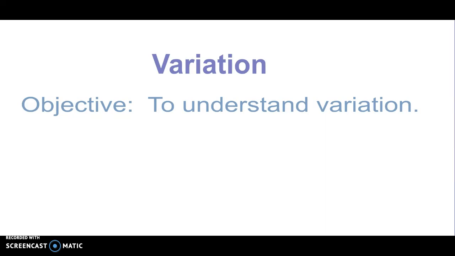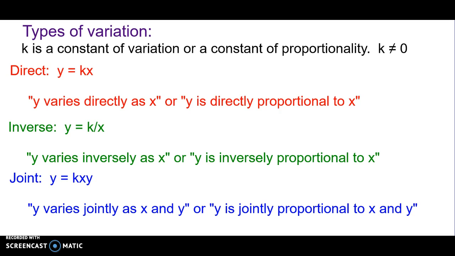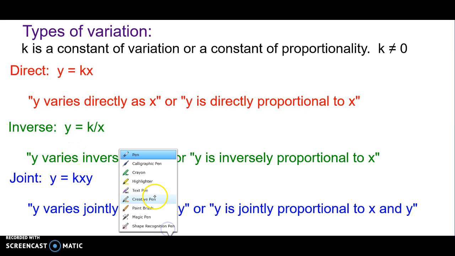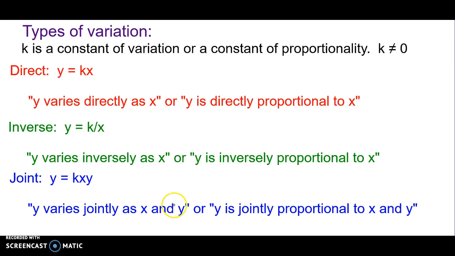All right, let's talk about variation. So there are different types of variation. I know that there's a lot of definitions on here you need to write down, so feel free to slow me down as you need to. Told you I like the highlighter. So we have direct, inverse, and joint variation. So let's talk about each.